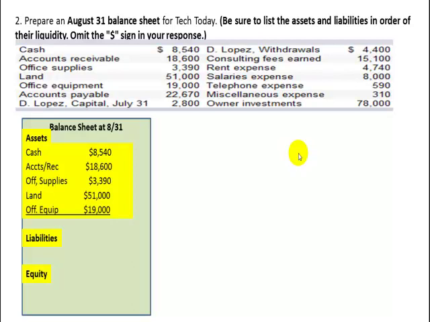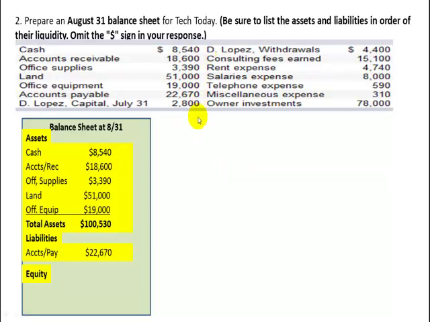And you know, probably you need to flip these two around. Probably office equipment should come first, and then land, probably. Anyway, you'll see whenever you have it graded. You then want to go on down to add these up, get a total of 100,530, and our liabilities will be accounts payable of 22,670.